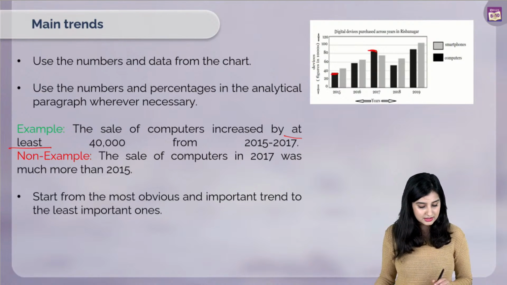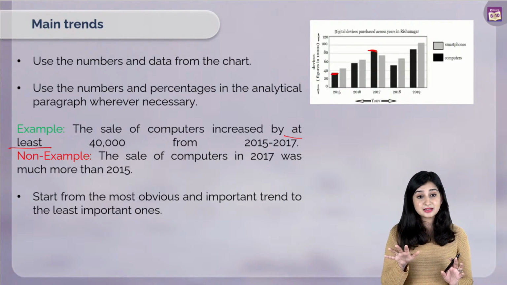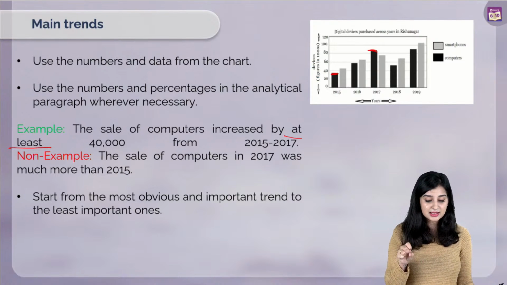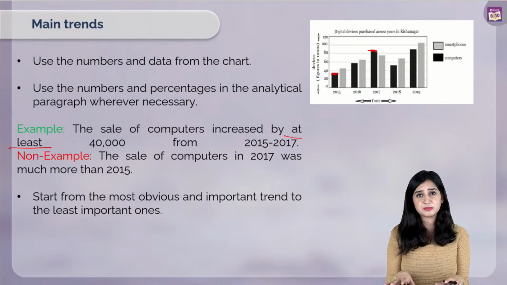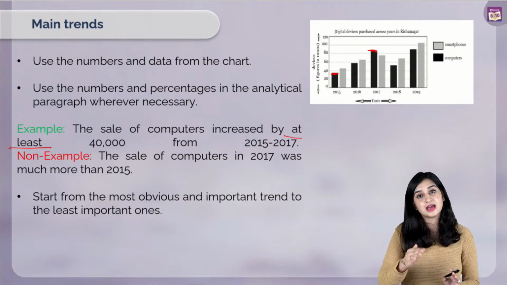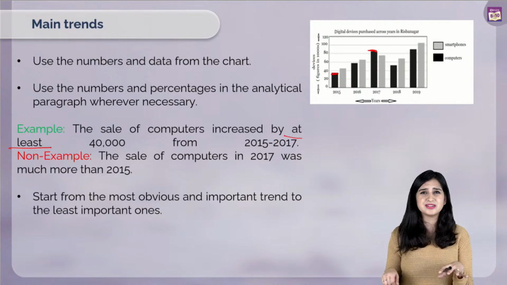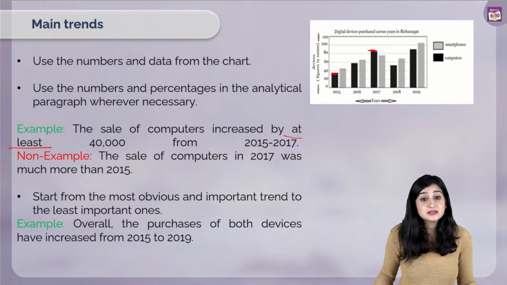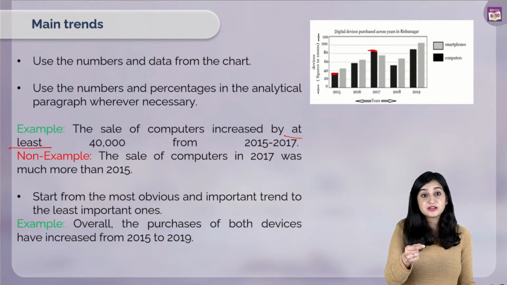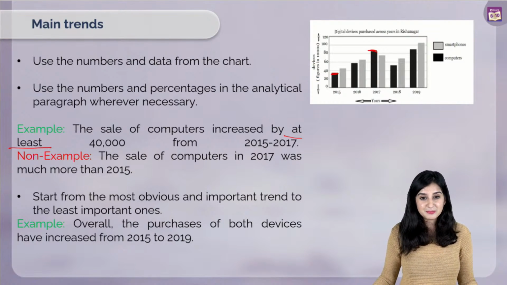And the next thing you're going to do is start from the more obvious and important trend. So the overall trend, you're going to start with that, and then you're going to go to the least important or the very, very specific ones. The most important and the most obvious information that you can get from the graph, you're going to state that first, and then you're going to move on to the information that is not as important, not as obvious, and just very specific. So approximately means very, very close to the actual figure, but not exact. So that is what we mean by approximately.